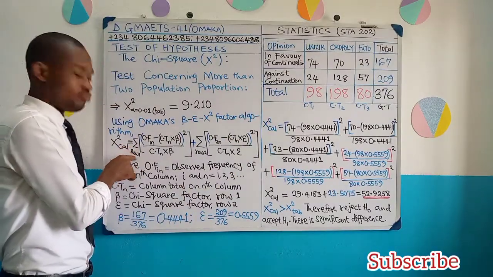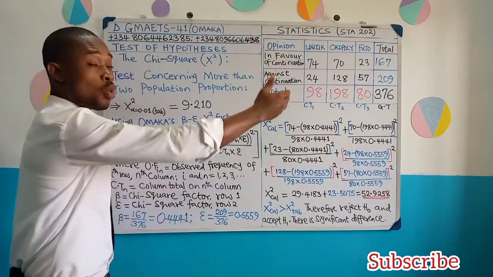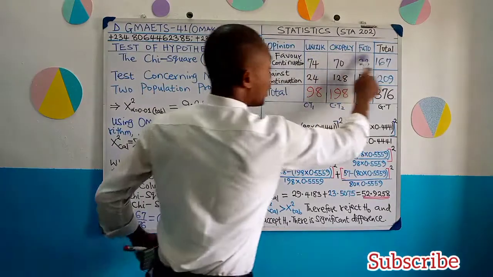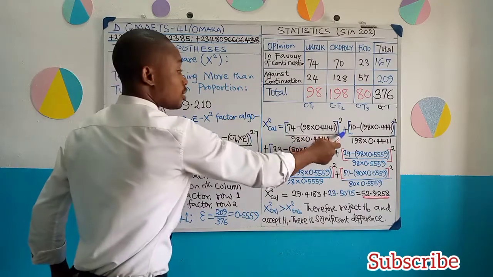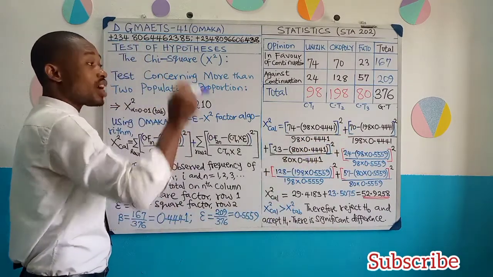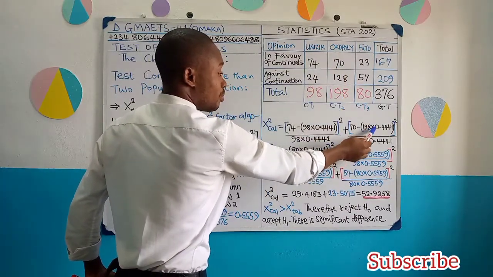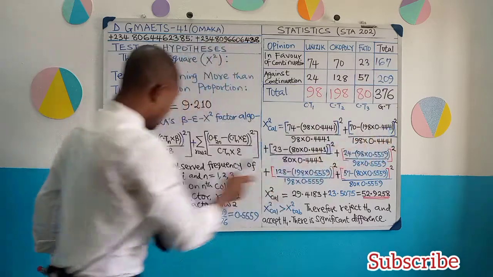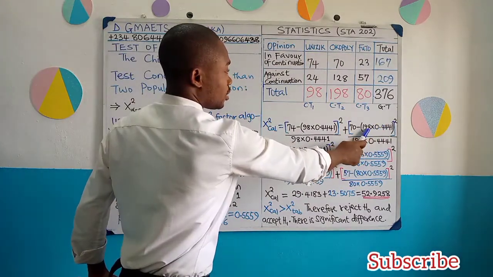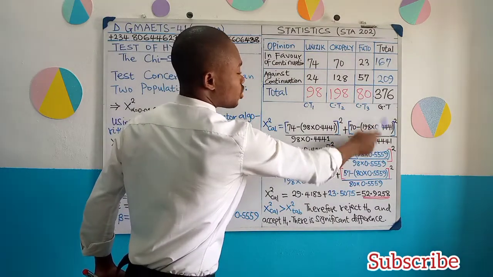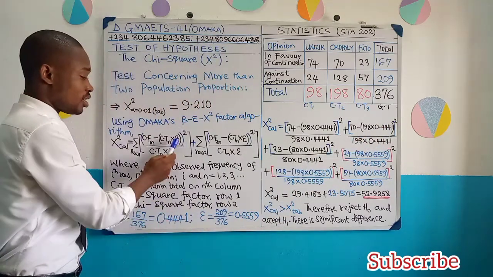Now let us move on. Remember, this is a summation of what you have in row 1 following this formula. So it's going to be plus; we go to row 1, column 2 this time around. Row 1, column 2, the value is 70. So following this formula, it's going to be plus 70 minus the column total of that second column, because 70 is in the second column and the column total is 198, multiplied by the chi-square factor of row 1, which is 0.4441. That's beta. You have the formula there.